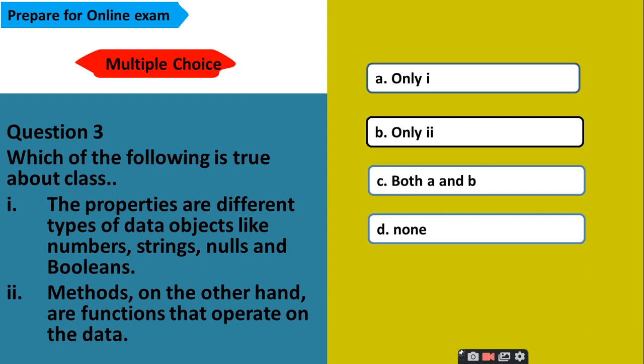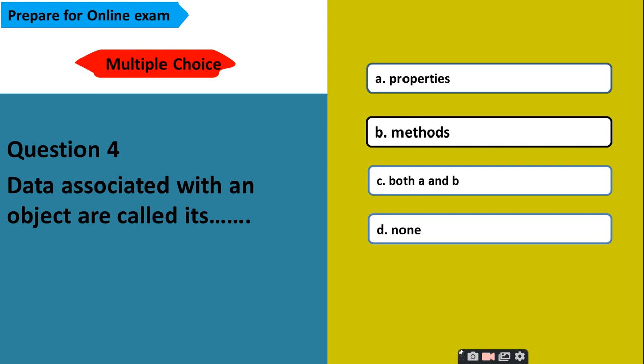The properties are different types of data objects like numbers, strings, nulls, and booleans. Methods, on the other hand, are functions that operate on the data. Options are only first is correct, second is correct, both A and B, and none. The correct answer is both are correct, because properties are different types of data and methods are the different operations you can perform on this data.